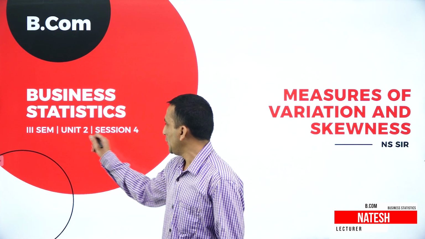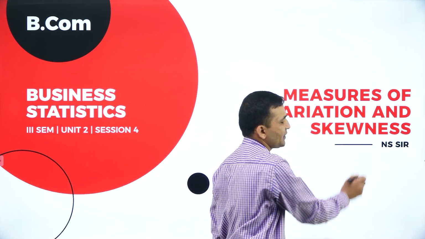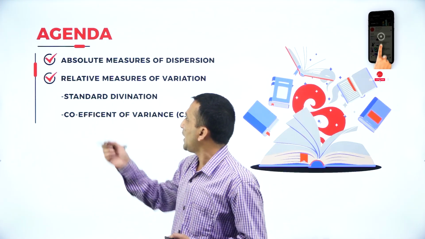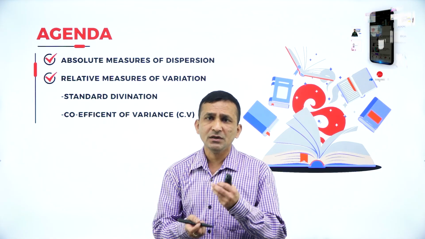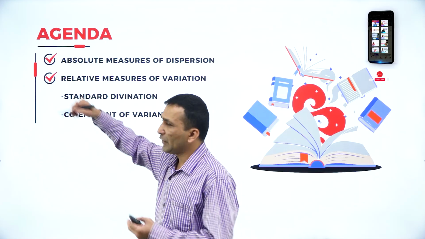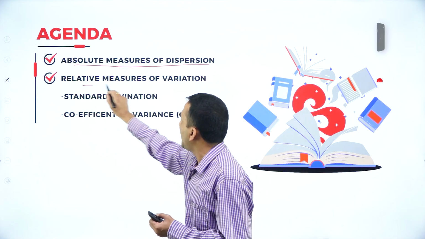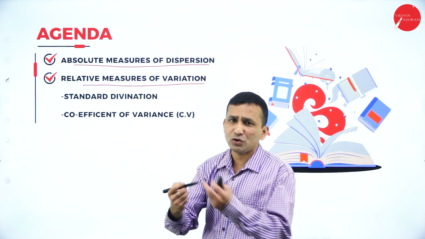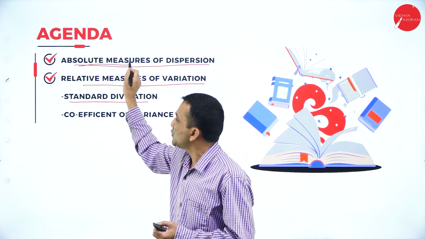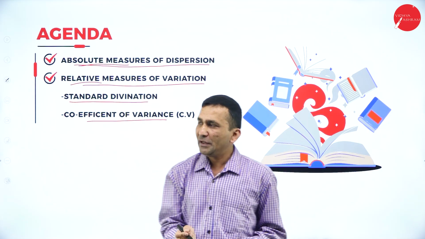So we are in Unit 2, Section 4, third semester BCom, Measures of Variation and Skewness. Today's agenda: in the last two sections, I have covered absolute measures related to range, quartile deviation, and mean deviation. Now, moving forward to the next topic, the absolute measure of dispersion and relative measure of variation or dispersion, both are the same. Under this, standard deviation is the absolute measure and coefficient of variance is the relative measure of variance.